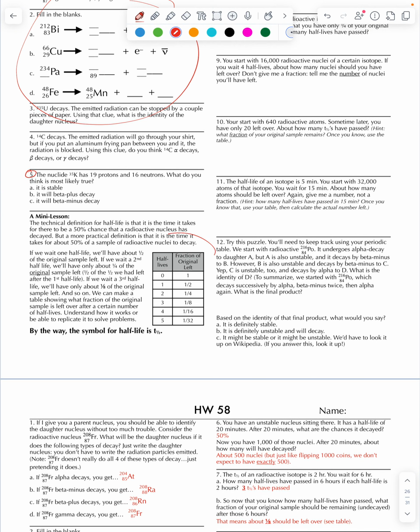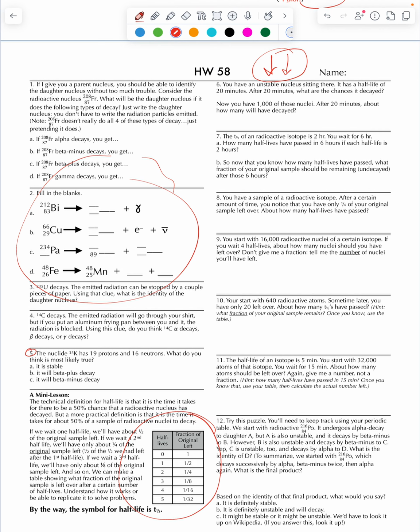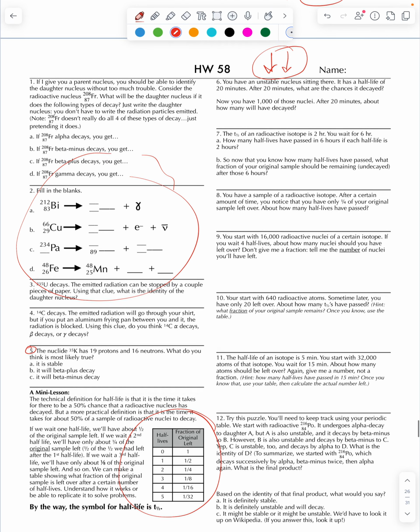I'm going to not zoom in just so we can see the table if you need it as I'm reading the problems. You have an unstable nucleus, number 6, sitting there. It has a half-life of 20 minutes. After 20 minutes, what are the chances it decays? Oh, this is just kind of a basic thing, 50%. We'll skip this one. No, actually, the second part is relevant. Now you have 1,000 of these nuclei after, no, that's still the same thing. Just kind of the definition of half-life. So let's do one that's actually a little bit more interesting.